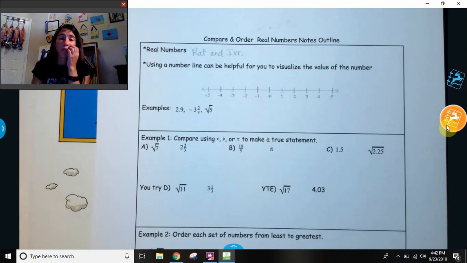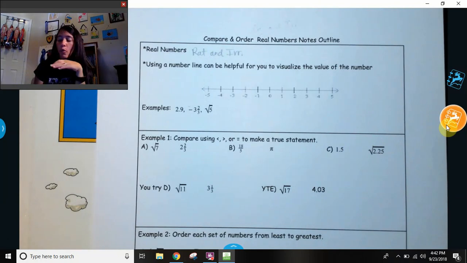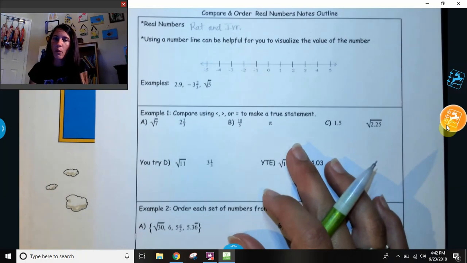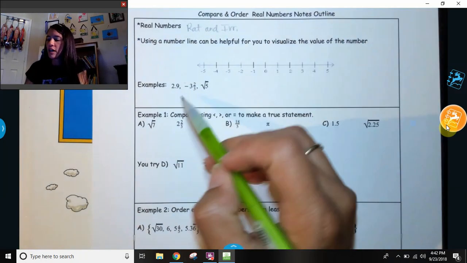We've worked with roots and estimating, and we've worked with rational and irrational numbers. Now we're putting them all together and we're going to order and compare them. Sometimes using a number line can be helpful when you want to compare and order. I'm just going to show you what would maybe be helpful to you.